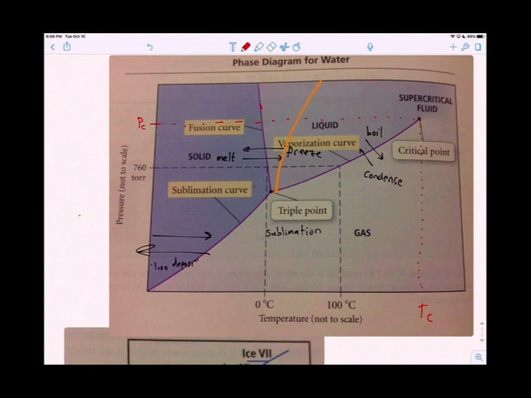So the triple point. Let me go back to the triple point. You have the liquid phase. When liquid goes to vapor, that's known as boiling. When vapor goes to liquid, that's known as condensation. When solid goes to liquid, that's known as melting. When liquid goes to solid, that's known as freezing. And also notice we have the supercritical fluid and the critical point, the critical pressure and critical temperature, that we talked about before.